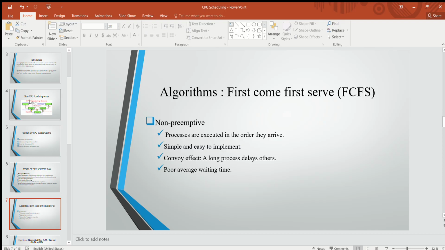So if you have four processes, the first process needs 10 milliseconds, the second process needs 15 milliseconds, the third process needs maybe 35 milliseconds, and the next process needs 2 milliseconds. You realize that the process that has 35 milliseconds will have to complete its execution before the final process that needs 2 milliseconds. So it delays others and has a poor average waiting time.